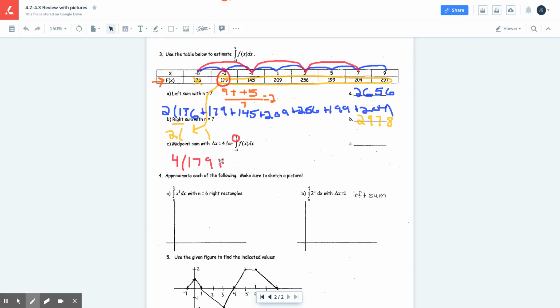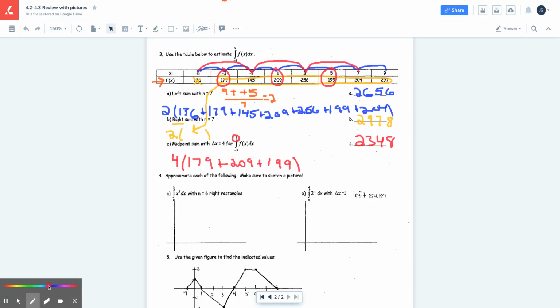So we have 179 plus, from -1 to 3, 1 is in the middle, so 209 is what we use as our height. And then from 3 to 7, 5 is in the middle, so 199 is our height. So we add those all up in your calculator, multiply by 4, and you get 2,348. And there's 3. All right, on to 4.